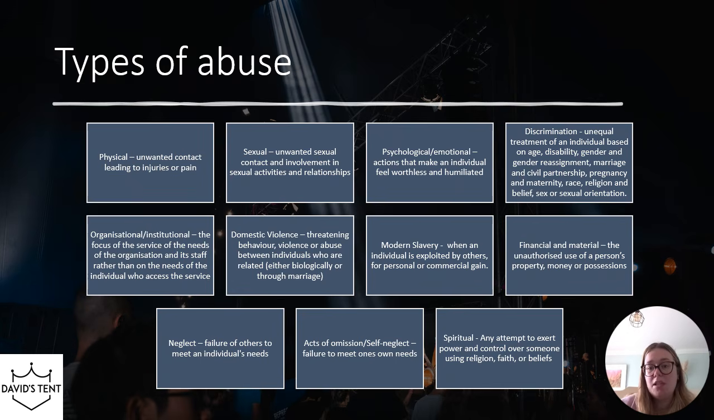The other one that's important to mention is spiritual abuse. And this is any attempt to exert power and control over somebody using religion, faith, or beliefs. We are a Christian festival, so I think it's really important to be aware of this one. And if anyone brings anything like this up, please again bring it to us.